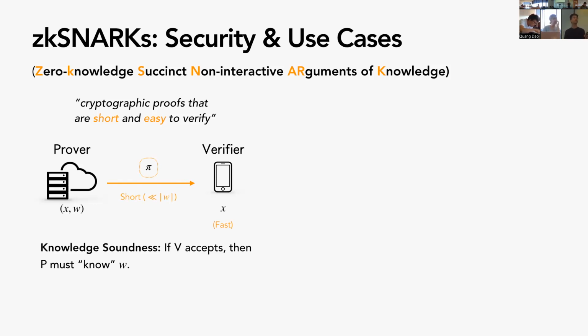And zkSNARKs, we require them to satisfy two security properties. First is knowledge soundness, where it states that if the verifier accepts, then the prover must have known a witness. And secondly, we have zero knowledge, which means that the proof hides the witness.